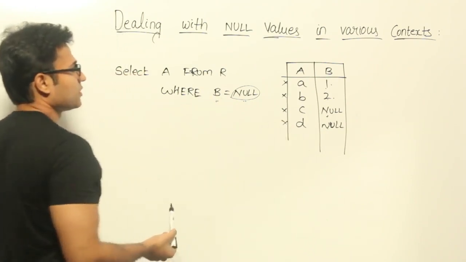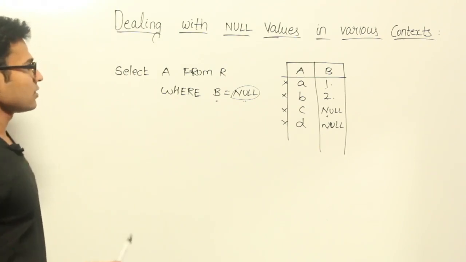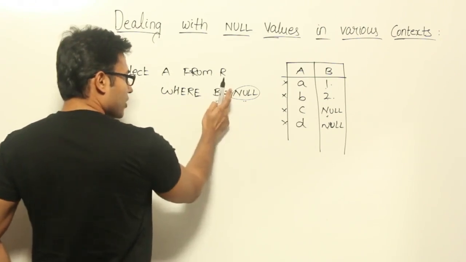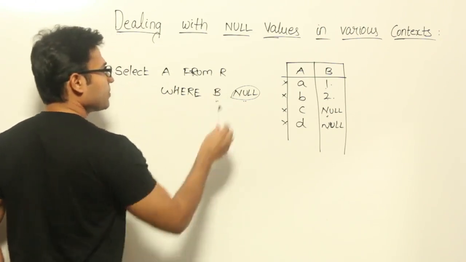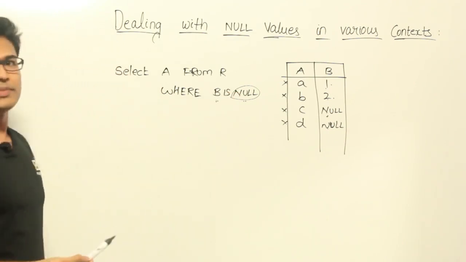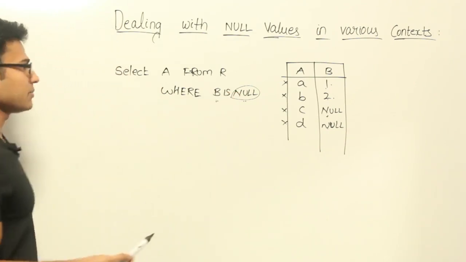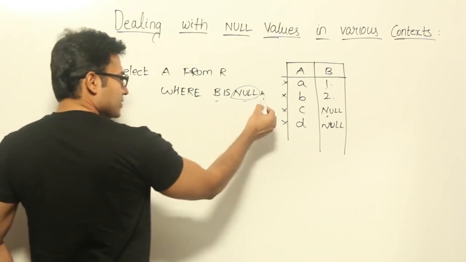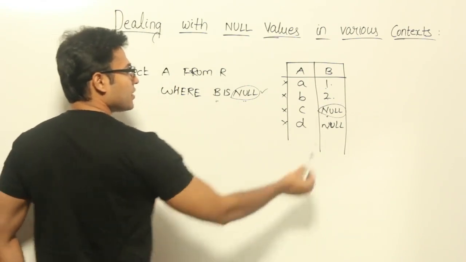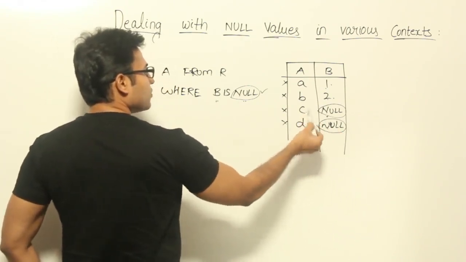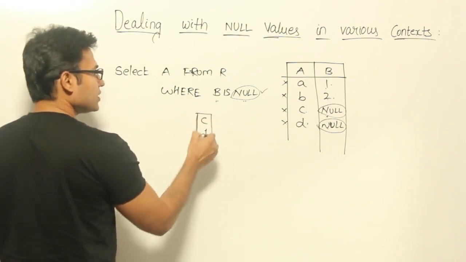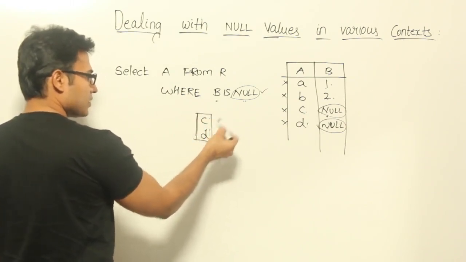Then in this situation, how do you get all the values of A for which B is null? We are going to use a special connective called is. Whenever I use B is null, we take the values of B for which we have null and print those, which means we are going to get the output C, D.